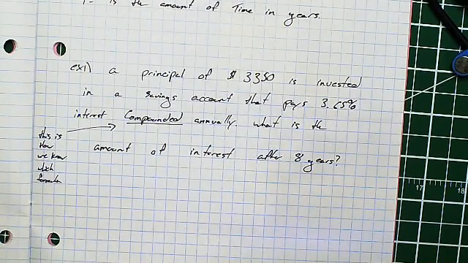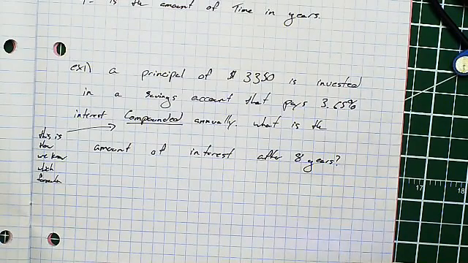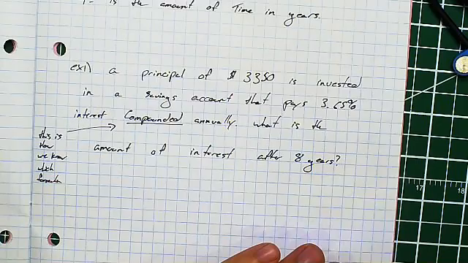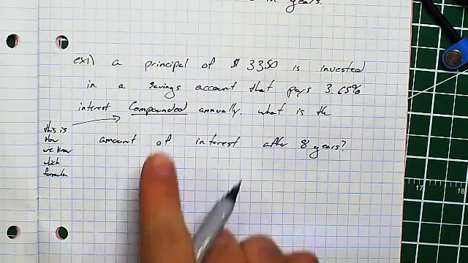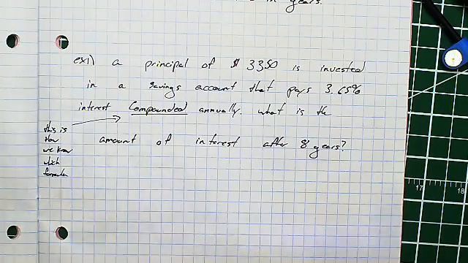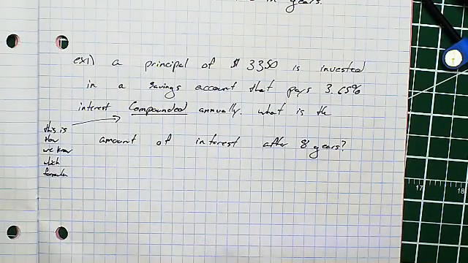So, a principal of $3,350 is invested in a savings account that pays 3.65% interest compounded annually. What is the amount of the interest after 8 years? So the difference between simple interest and compound interest, or really what we used to do in a final if you had the two, as soon as you see the word compounded, you know it has to be compound interest. It sounds kind of simple, but if you don't see that word, assume it's simple interest.